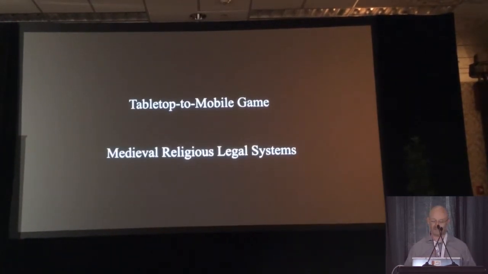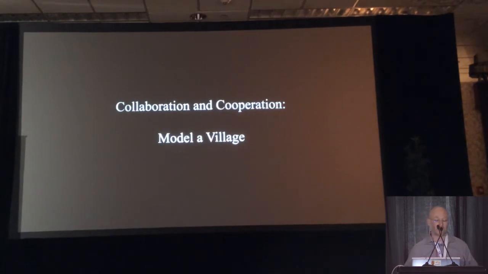medieval religious legal systems. And why might we do that? Well, games are rule-based systems, and legal systems are rule-based systems. And we hear a lot about religious legal systems being pretty terrible these days, but we don't hear about things like collaboration and cooperation. And so our game is set in North Africa in the 12th century, and we're starting out with a religious text called the Mishnah Torah, a Jewish text, and then we're moving into Muslim texts in our forthcoming modules. And we're modeling a village where people live and work together and have to find ways of getting along.